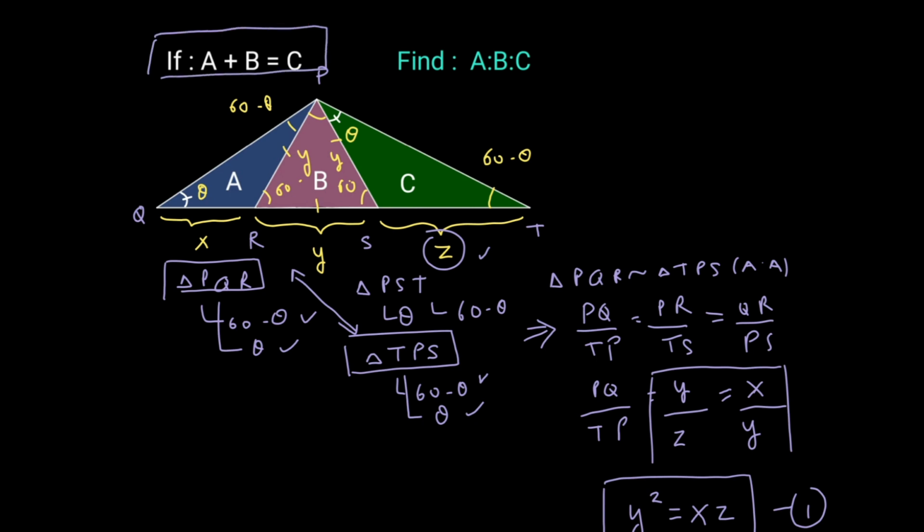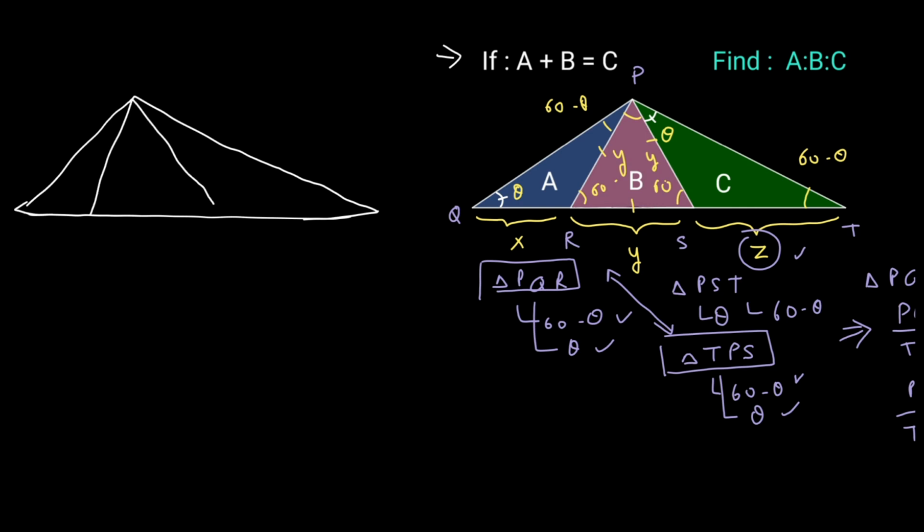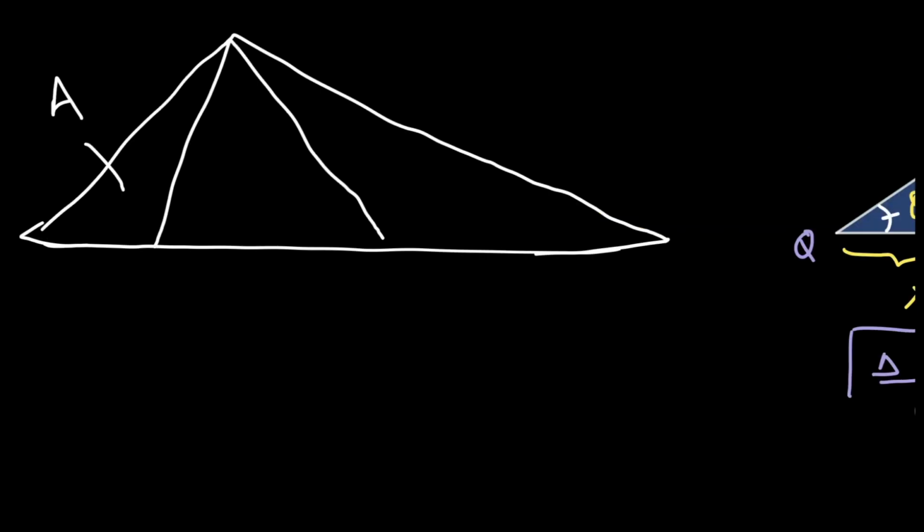Now to get the second important equation, I will simply use this particular fact that the area of A plus B is equal to C. To visualize this, I will just draw the same diagram over here, and in this I will draw the same line segments as in the original diagram. Now the area of this triangle is equal to A, the area of this triangle is equal to B, and the area of this triangle is equal to C.